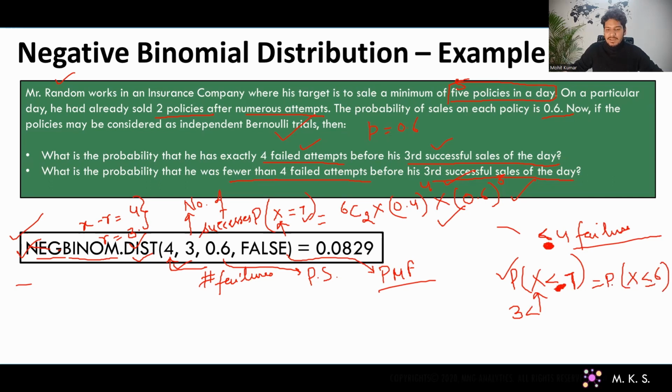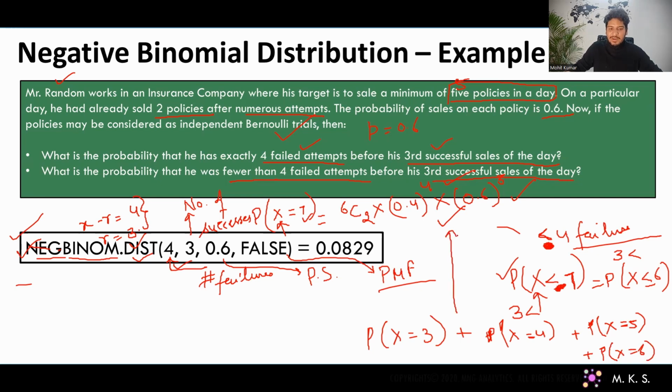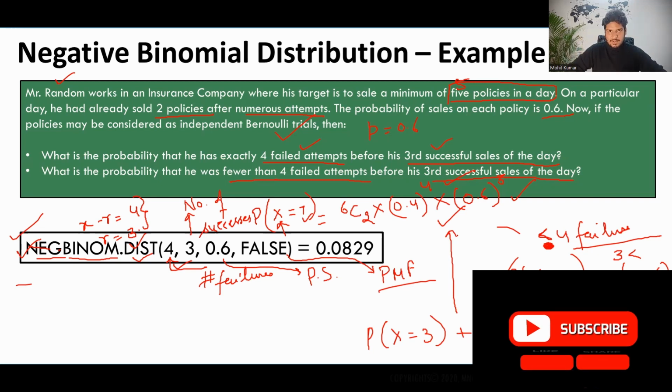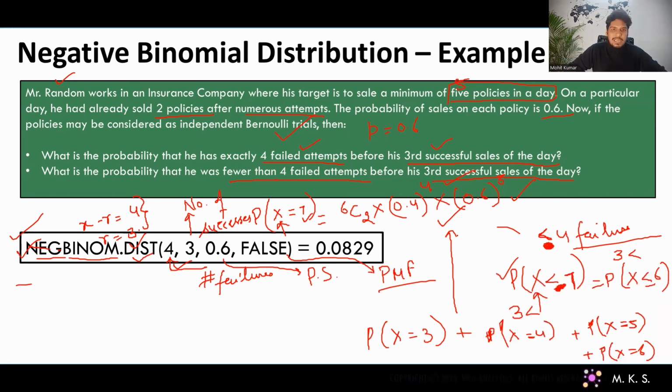Probability of x less than 7 is equal to probability of x less than or equal to 6, and x will be greater than 3. So now you have to calculate probability of x equal to 3 plus probability of x equal to 4 plus probability of x equal to 5 plus probability of x equal to 6. Use that same formula, guys, and you will be able to calculate the final probability that there will be fewer than 4 failure attempts before we get our third successful sale, right? I hope this is clear.